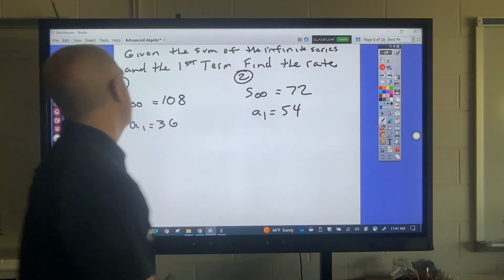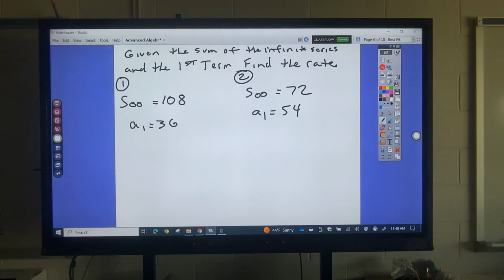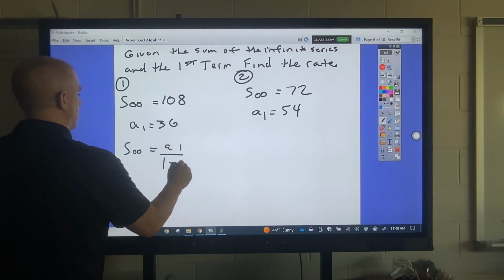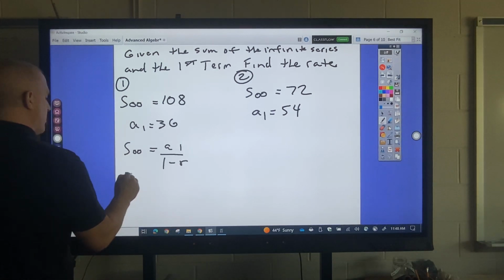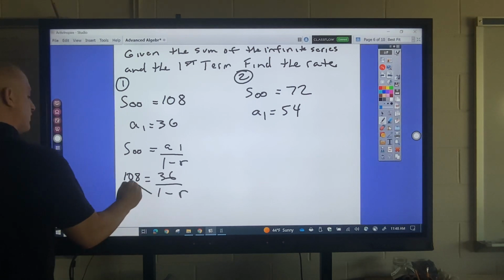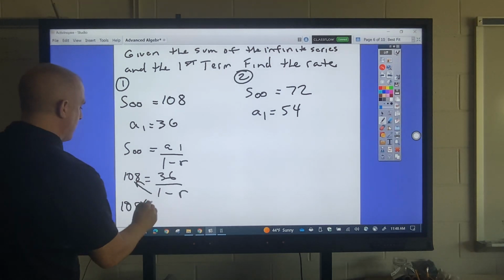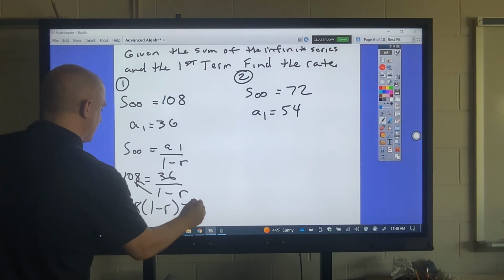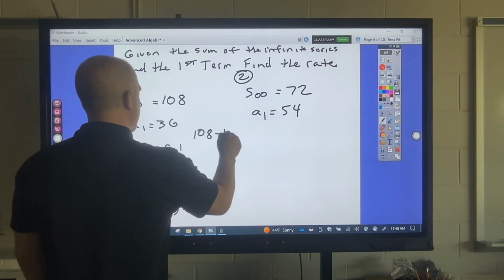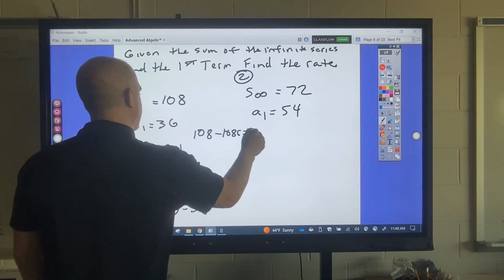All right. So given the sum of the infinite series and the first term, find the rate. Now this one is a little bit more simple to do algebraically. Because remember, this is the formula. So what I can do is go 108 equals 36 over 1 minus r. Cross multiply that, which basically means 108 times 1 minus r equals 36. Distribute that, that's 108 minus 108r equals 36.